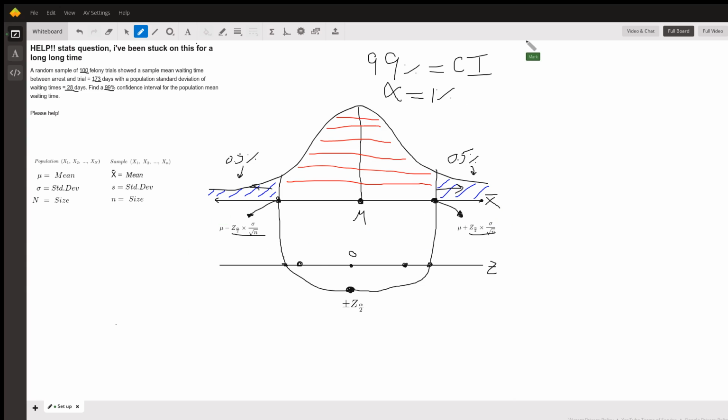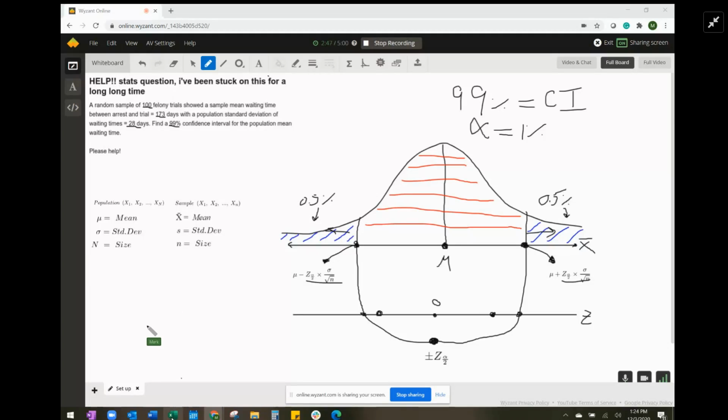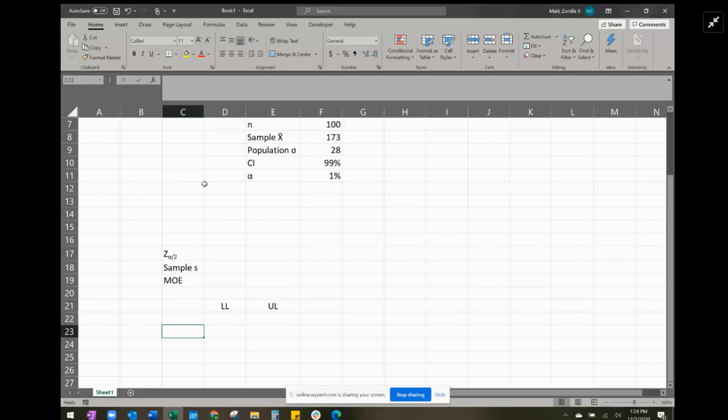So I'm going to go ahead and do this in Excel. It's a lot easier. And if you're going to be doing a lot of statistics, you should familiarize yourself with some of these Excel tools. So I've set us up here for success. We've got our sample size, our sample mean, population standard deviation, the confidence interval, and the alpha associated with that confidence interval. Now I'm going to take the absolute value of this z-score associated with alpha divided by 2, just because it's a little easier to work with.